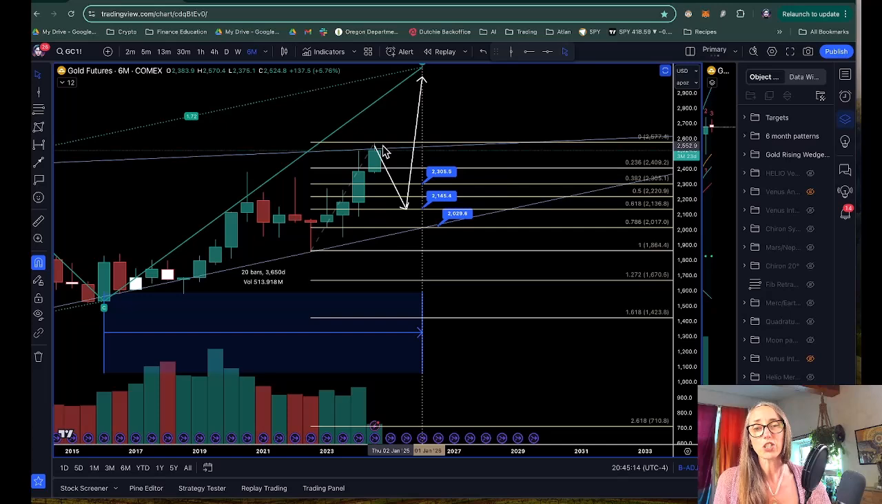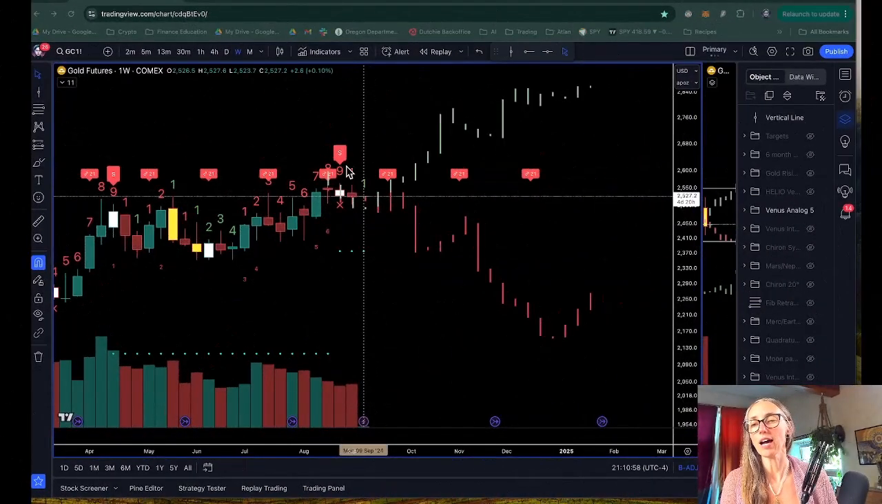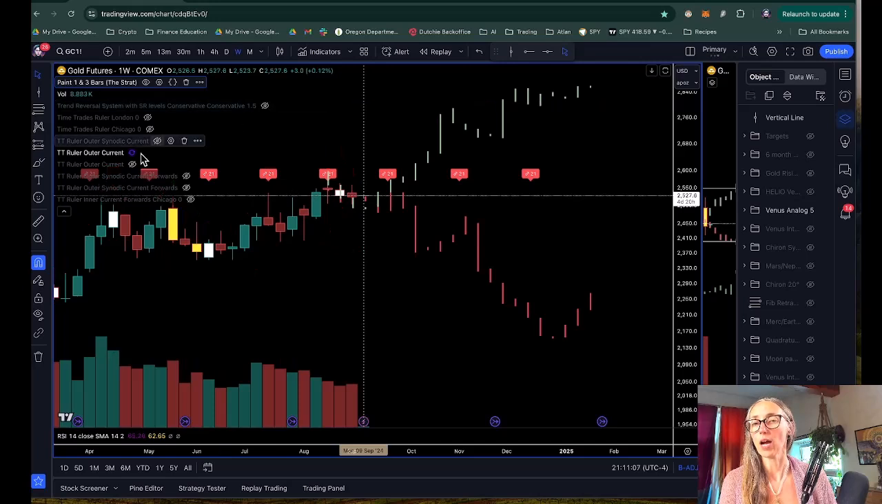Let's take a look at the weekly chart. So we also have a TD9 count printing a sell signal that came in on August 26th on the weekly chart. So that is noteworthy. Let's quiet that down and take a look at my time cycle pivots.